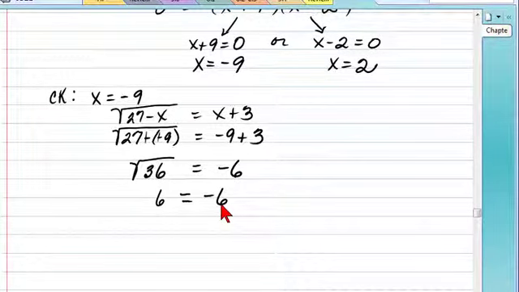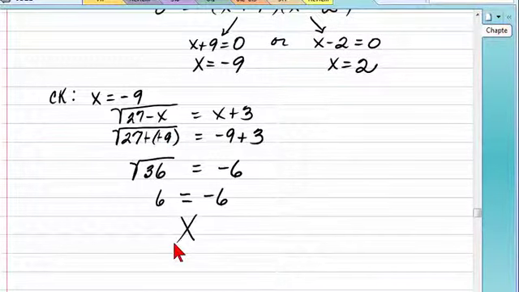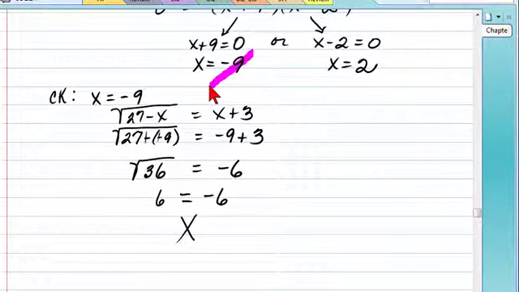Negative 6 squared would be a positive 36. Right. But that means that this answer of negative 9 would have checked in the squared equation. But it doesn't check in the original because this is just not a true statement. Okay? So since it didn't check, you need to get rid of that answer. But that's what I meant when I said if it doesn't check, it'll be because of a sign.